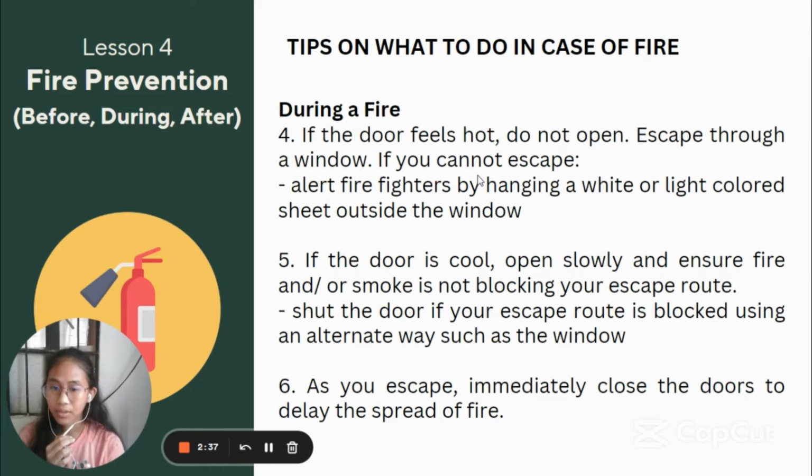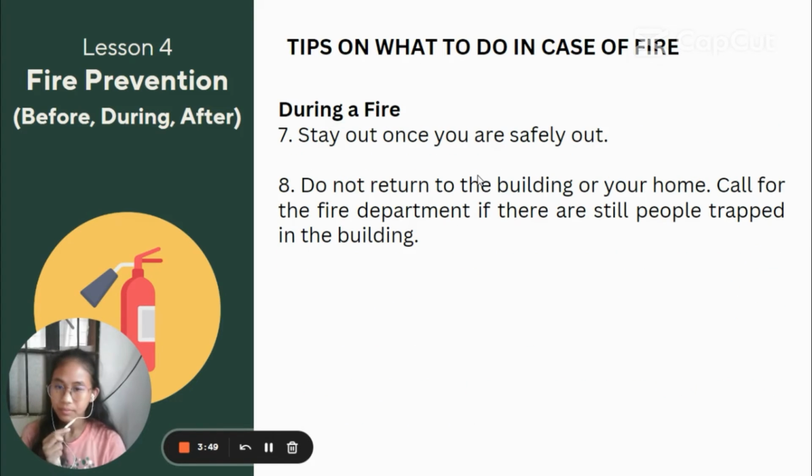Number 5, if the door is cool, open it slowly and ensure fire and or smoke is not blocking your escape route. Shut the door if your escape route is blocked and use an alternate way such as the window. Number 6, as you escape, immediately close the doors to delay the spread of fire. Stay out once you are safely out. Do not return to the building or your home.